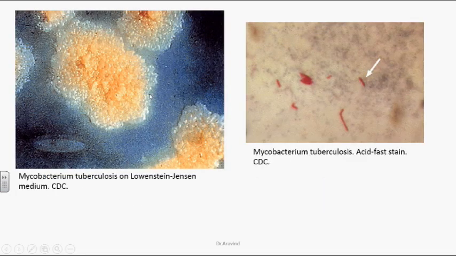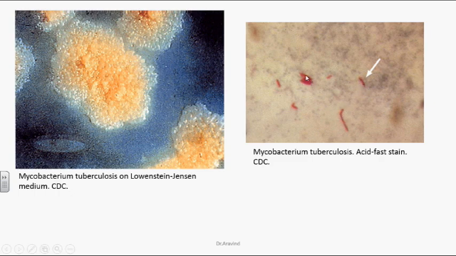On Lowenstein-Jensen medium, these are the small colonies which are grown, seen under high power. You can see small buff colored colonies here. And on the right side, you can see the Mycobacterium tuberculosis bacilli in acid-fast staining. In acid-fast staining, they look red in color, very small red bacilli.